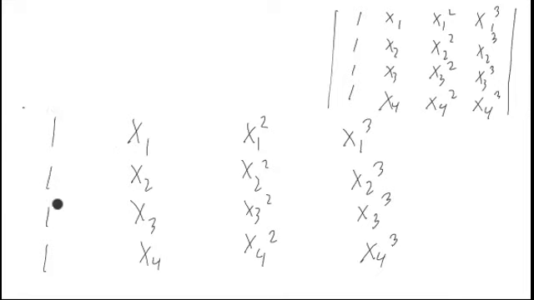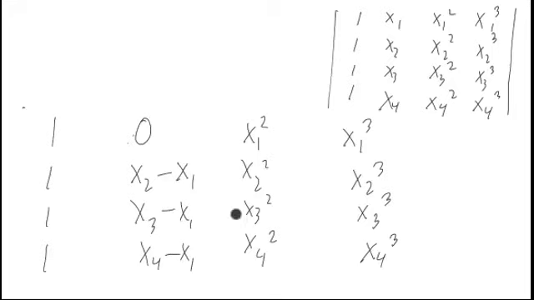First, let's take this first column, multiply it by x1, and subtract it from here. So when we do that, we'll get 0 here because we multiply this by x1 and subtracted. And we get minus x1, minus x1, minus x1. Let's go on to the next one.